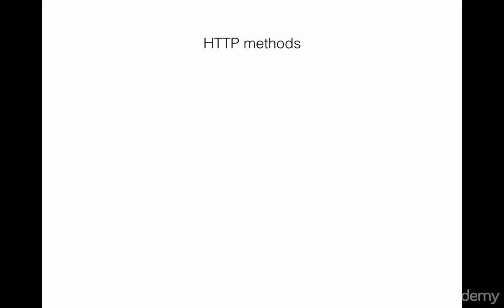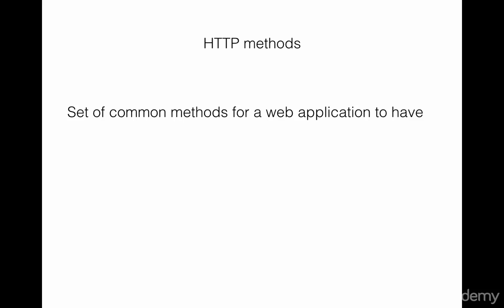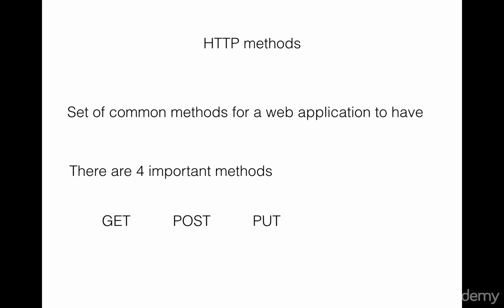HTTP is a protocol for every web application you have, and it has a set of common methods that almost every web application has. The major HTTP methods are get, post, put, and delete. I'm going to explain each one of these in detail. So let's see some examples.